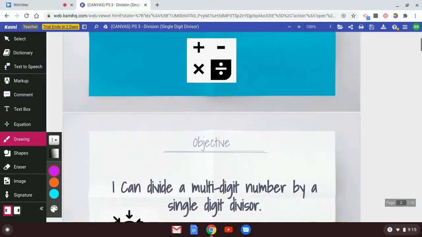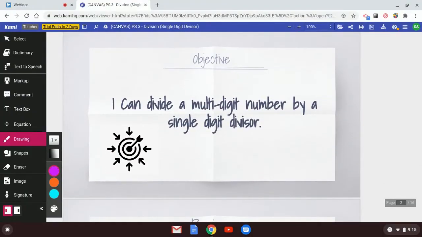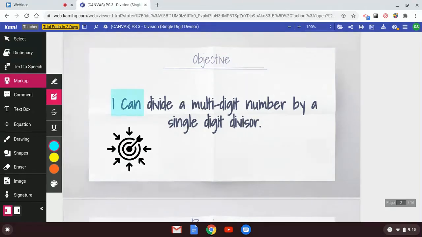So let's do our objective. Will you read this with me? Starting at I can right there. Ready, go. I can divide a multi-digit number by a single-digit divisor.